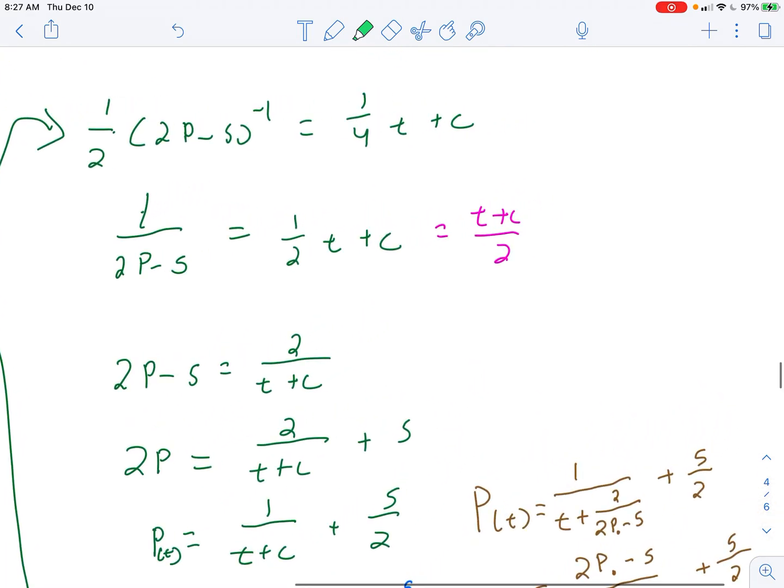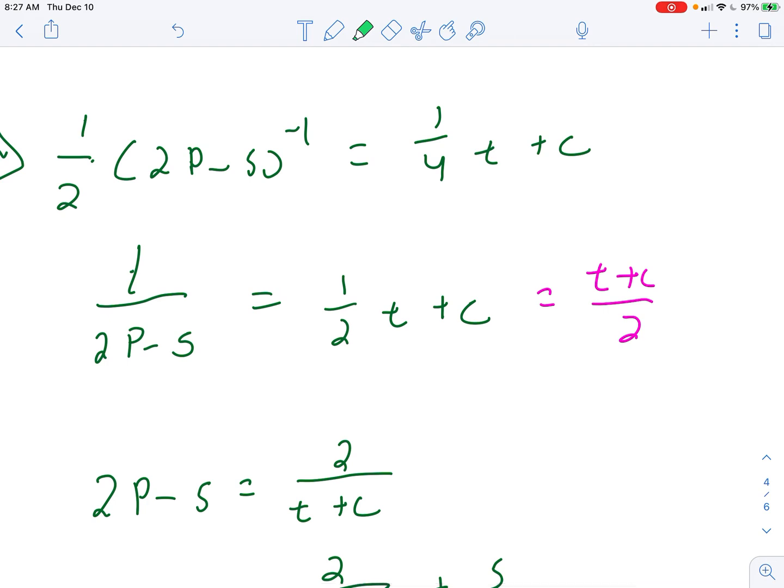All right, now we got to solve for p because we got to find our solution to the differential equation. So let's get rid of this 1/2 by multiplying everything by 2. So we multiply everything by 2, we get 1/2 t plus c. All right, after we multiply everything by 2, I'm going to put 2p minus 5 in the denominator.